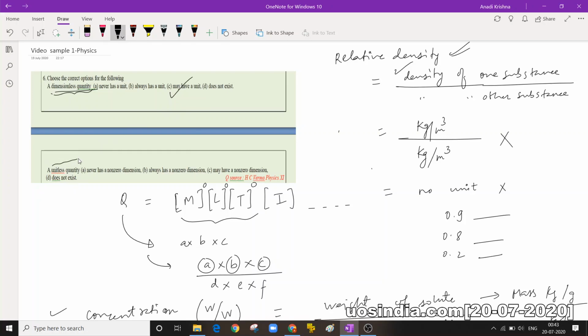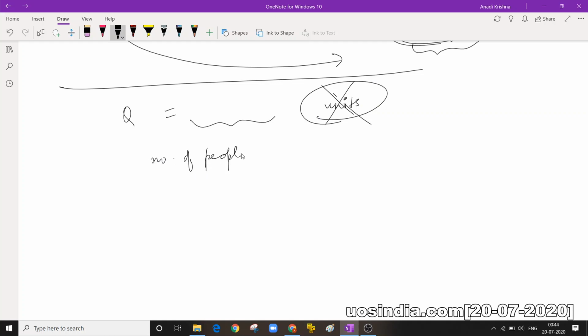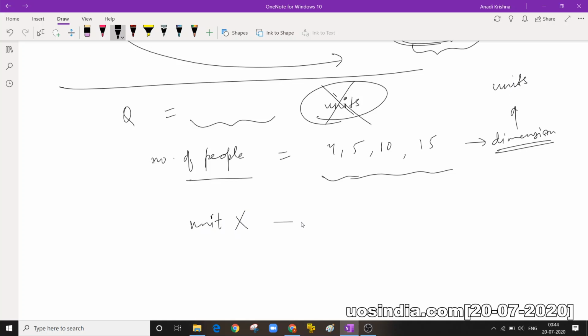The other question is about a unitless quantity, a quantity which has no unit at all. This can only happen if it has no dimension also, because unit implies dimension. It is saying that there is a physical quantity, it can be measured, but there are no units attached to it. For example, number of people, you will quote it as 4 or 5, you will say 10 people or 15 people, but there are no units attached to this. These are just numbers. And this implies that it will not have any dimension also, because dimension is always attached with units. So if there is no unit, it will have 0 dimension. There will not be any dimension attached to it.